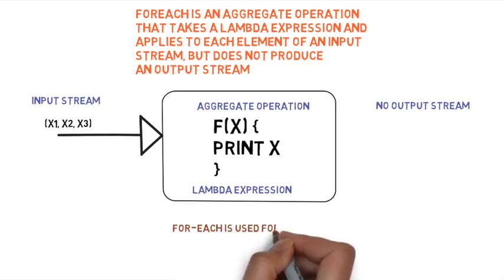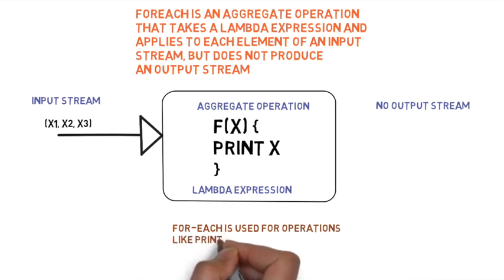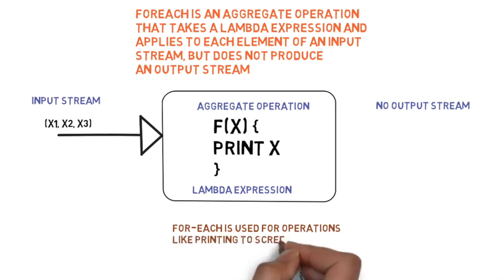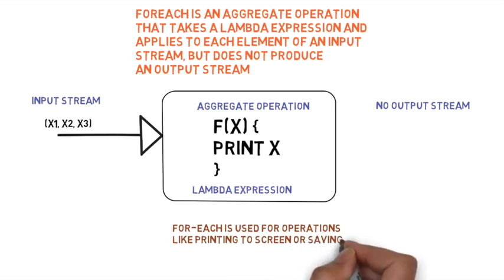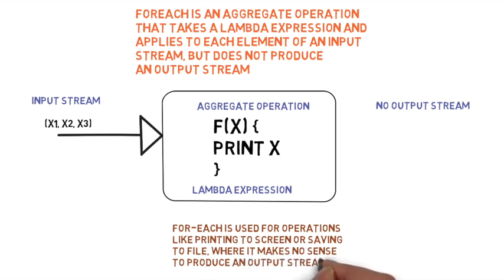So for each is typically used for operations like printing to screen, saving to file. In all these cases, it makes no sense to produce an output stream. Lambda functions or lambda expressions are excellent examples of the command pattern in action. And hopefully this makes your understanding of the command pattern even clearer.